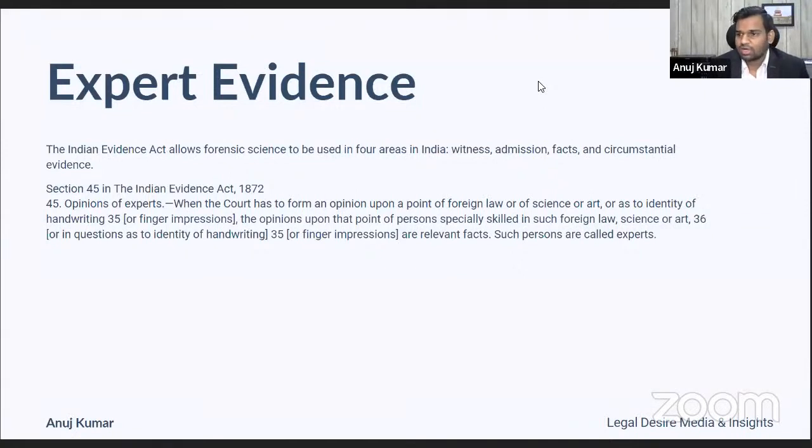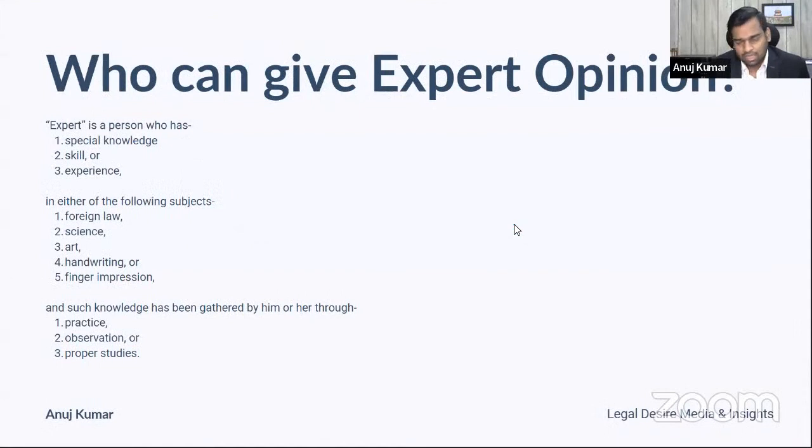It also gives entry to doctors, medical practitioners, and such. These persons, who are very specifically skilled in such subjects, are referred to as experts, and their opinion is said to be expert evidence. So now, who can be an expert? If we read the explanation part of Section 45, an expert is a person who has special knowledge, skill, or experience in the following subjects: foreign law, science, arts, handwriting, or fingerprints.